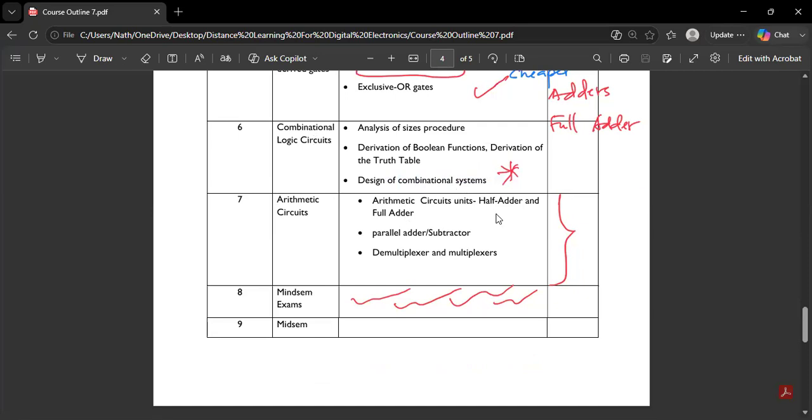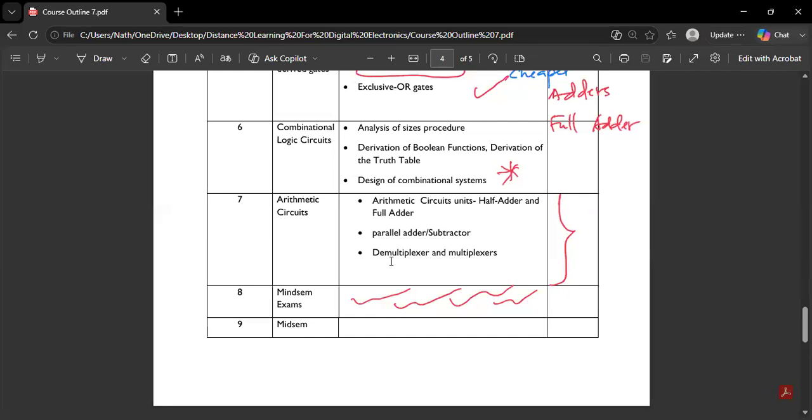So this is it. Week 7, you have the half adder and the full adder, sorry. Then there is also a different arithmetic circuit, which is the parallel adder. The parallel adder usually does multiple additions. Like I said, the full adder does 3 input addition, and the half adder does 2 input addition. But the parallel adder and then the subtractor do what we call multiple additions, which can be 4 or more. Then we have the multiplier and the demultiplier.